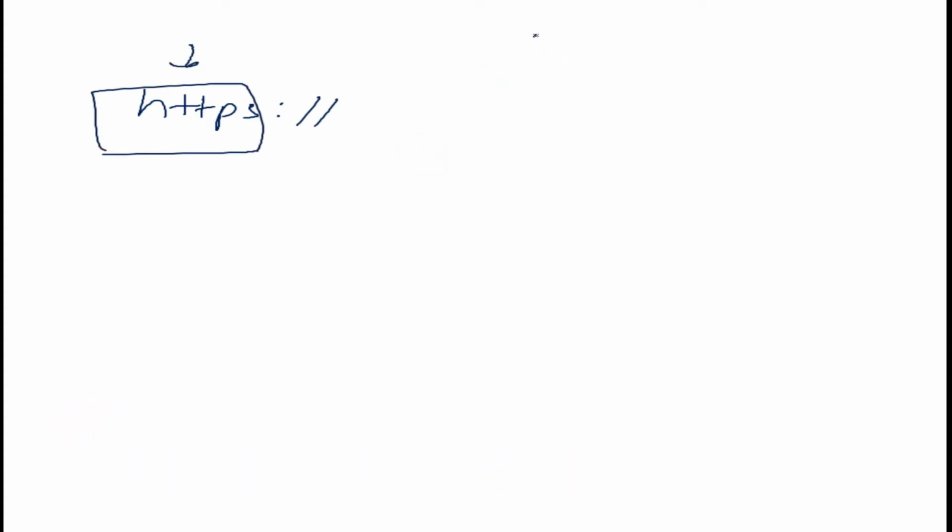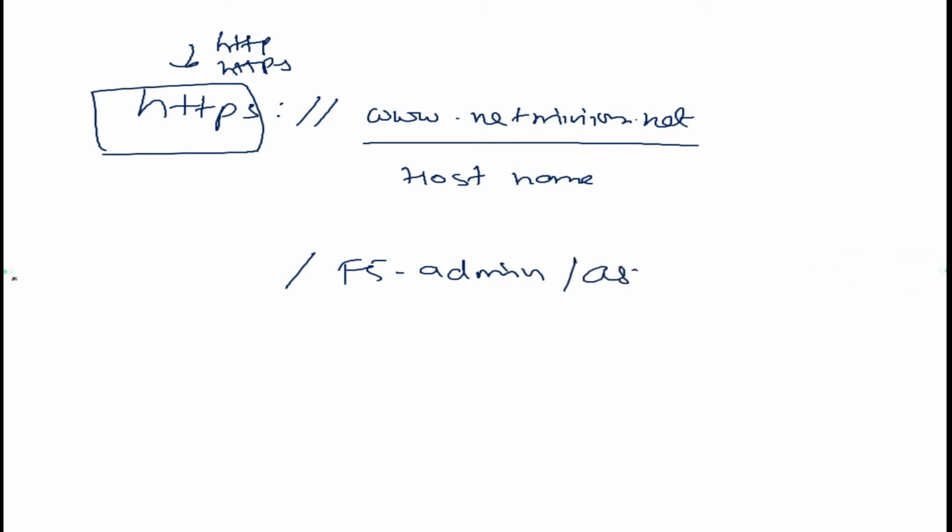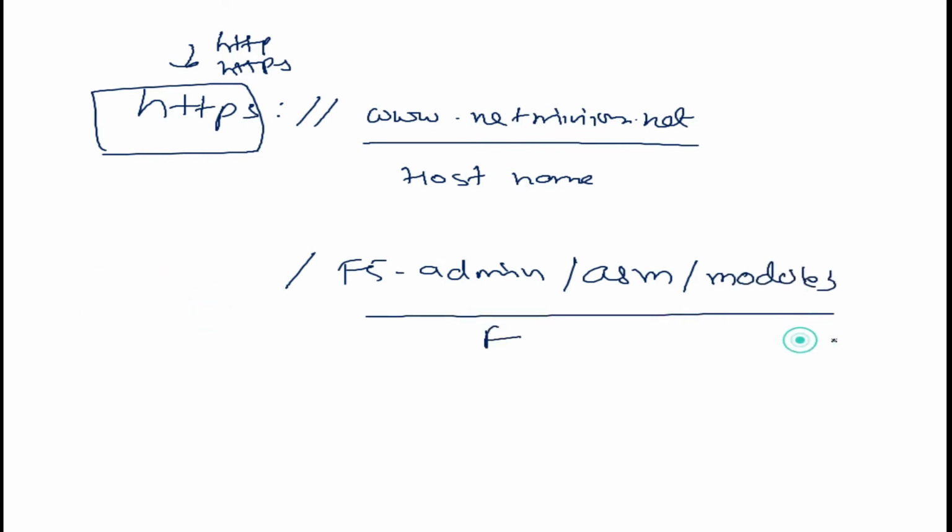This is your protocol. It can be HTTP, it can be HTTPS, and then www dot whatever, maybe netminion.net, or whatever site you are checking. This is your host name. And after this, whatever you want to search for, like F5 administrator, then ASM, then maybe module 3 or whatever, this is your file path.